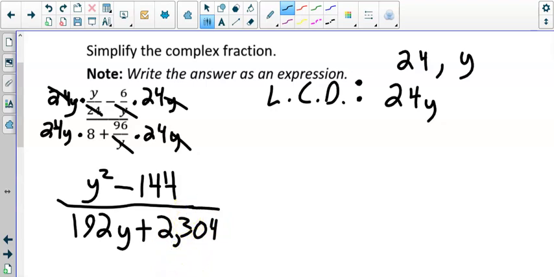This is much easier to work with now, because all we're going to do is simplify. We're going to make sure everybody gets factored, and then we're going to cross off what's going away. Okay? All right, so the top, y squared minus 144. How does that factor? Yeah, it's a difference of squares. A y minus 12, a y plus 12.